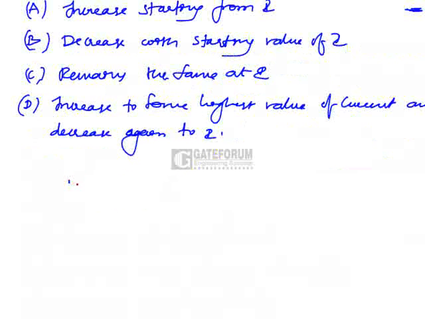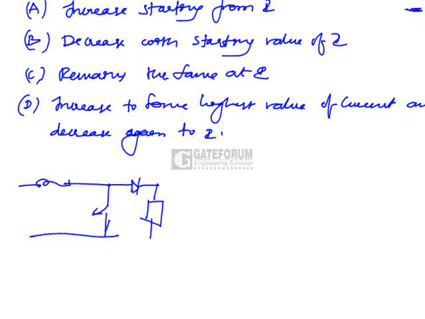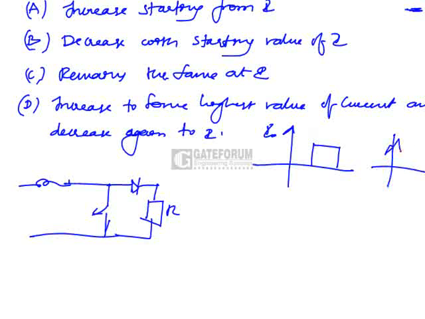Now let us take, this is a chopper. It might be step up or step down. Let us take step up chopper. Here we have a switch, diode, and load R. When you have this type of chopper, we have load current constant. This is I0. If there is any inductance in the circuit, what happens if you change the inductance value?